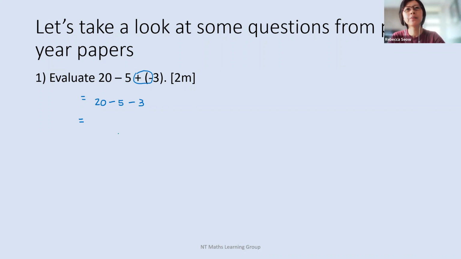From here, we'll work on left to right. So 20 take away 5, we have 15. Take away 3, we have 12.